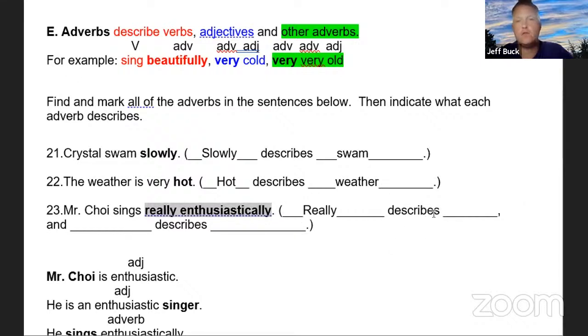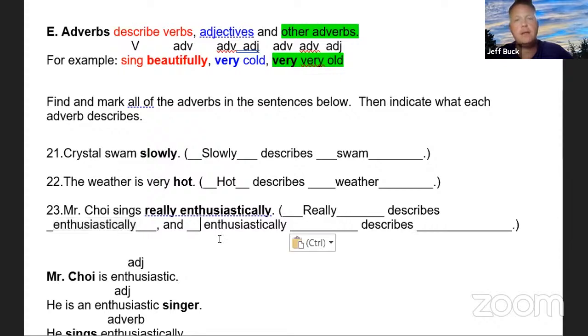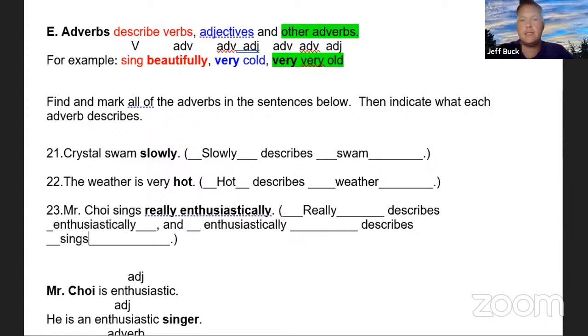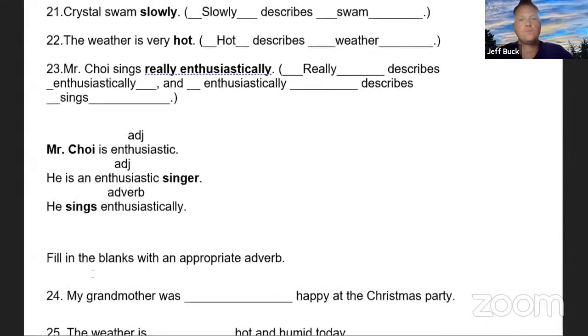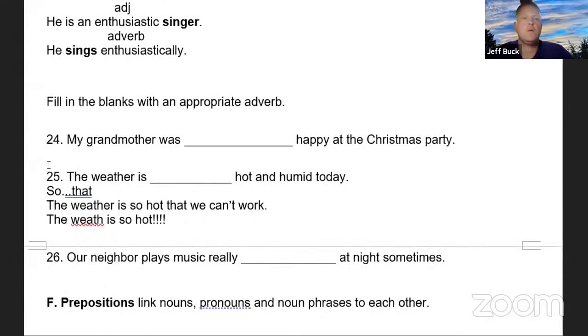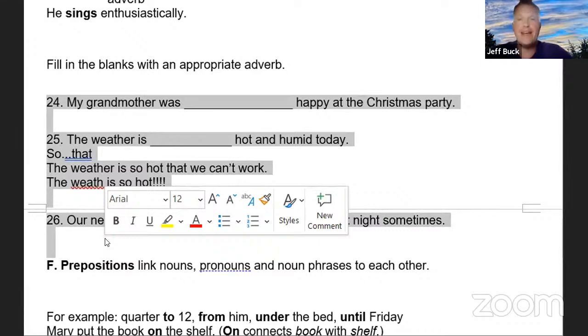Whoops. So really describes enthusiastically. And let's just copy and paste that. Enthusiastically describes sings. So if we say Mr. Choi is enthusiastic, enthusiastic describes Mr. Choi. He is an enthusiastic singer. Enthusiastic describes singer. He sings enthusiastically. That's an adverb describing sings. Okay, in 24, 5, and 6, write in some appropriate adverbs.